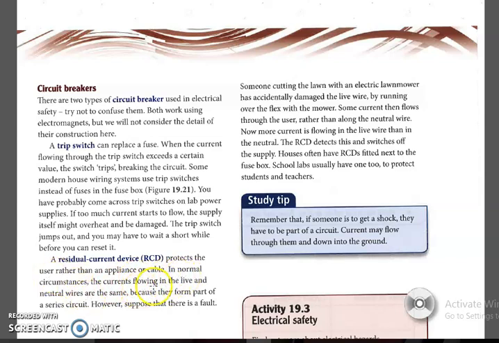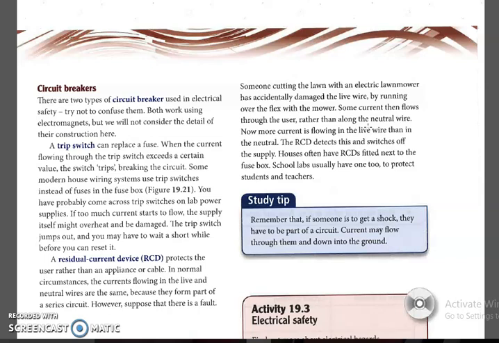In normal circumstances, the current flowing in the live and the neutral wire are the same because they form part of a series circuit. However, suppose there is a fault: someone cutting a lawn with an electric lawn mower has accidentally damaged the live wire by running over the flex with the mower. Some current flows through the user rather than along the neutral wire. Now more current is flowing in the live wire than in the neutral. The RCD will detect this and switch off the supply.